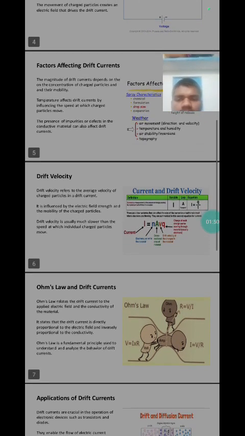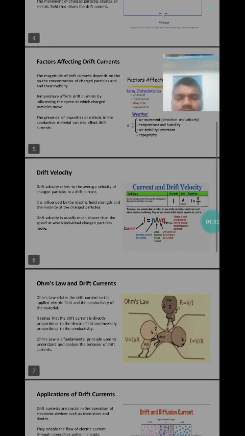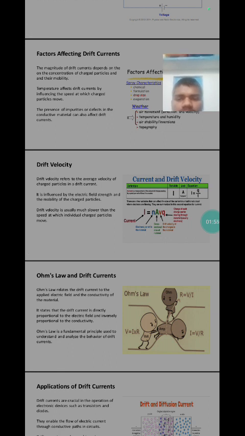Drift velocity. Drift velocity refers to the average velocity of charged particles in a drift current. It is influenced by the electric field strength and the mobility of the charged particles. Drift velocity is usually much slower than the speed at which individual charged particles move.